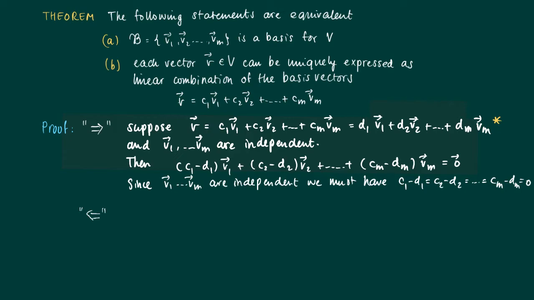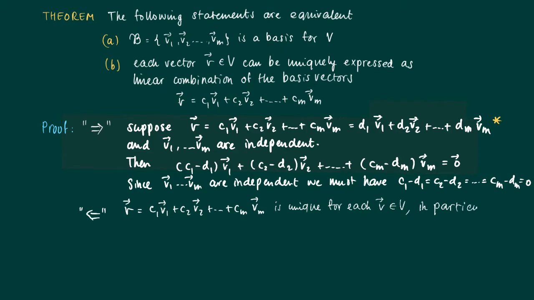So now the other way around. So suppose each vector v in the subspace V can be uniquely expressed as a linear combination of the basis vectors, so that we have v is c1 times v1, etc., plus cm times vm, and this expression is unique. Then also we have a unique expression for the vector v is 0.